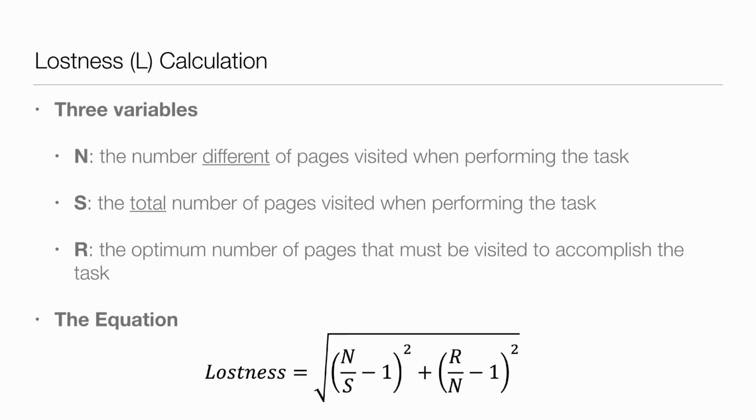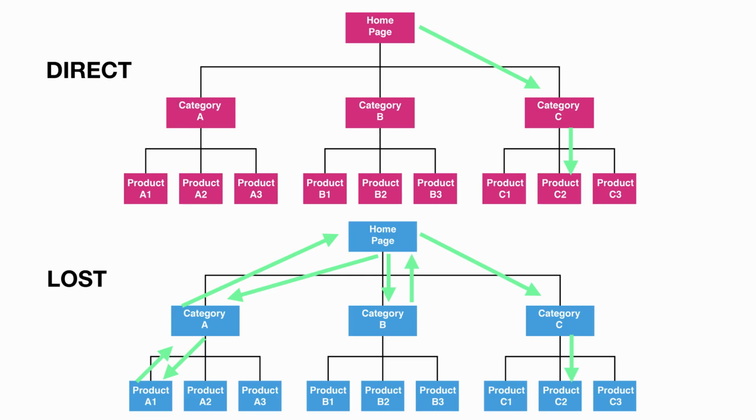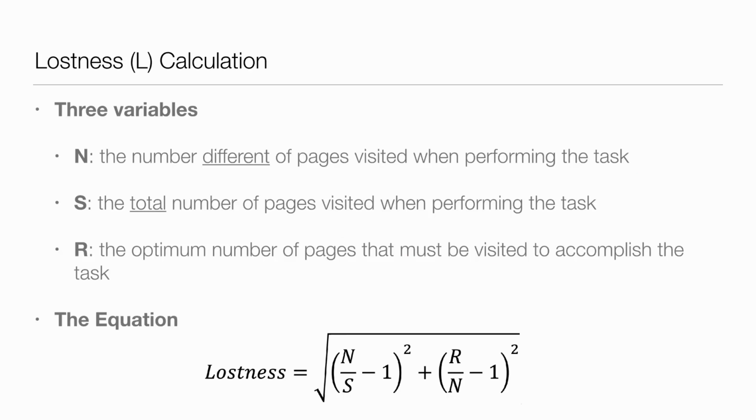And then R is the optimum number of pages that must be visited to accomplish the task. Now, you can't get any lower than 3. You can't have it in one step. You've got to go through category C. Bear that one in mind. So those are the bits of data we need.